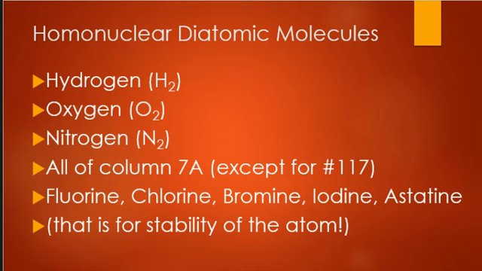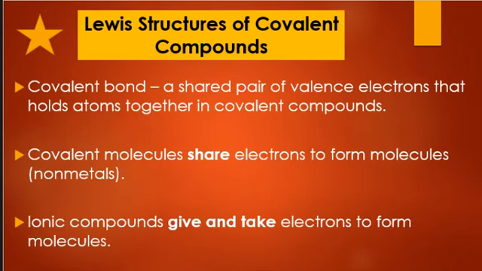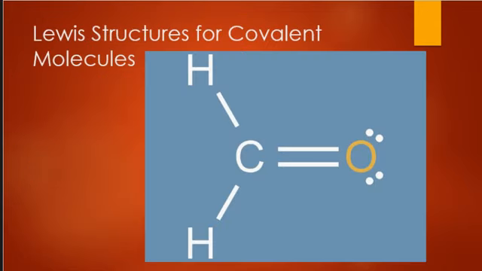We got to get through the rest of the lecture, y'all. All right. So, Lewis structures for covalent compounds. The difference with the bond here is there's going to be a sharing of electrons that hold them together a little more strongly. So, a covalent bond is going to be a strong bond. They're going to share the electrons to form molecules. Typically, they're all nonmetals. Ionic compounds give and take electrons to form molecules. Covalent will share.